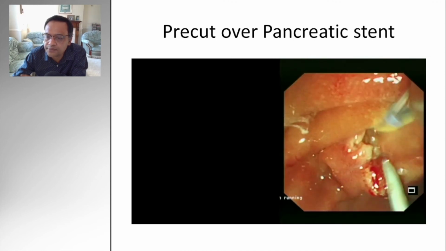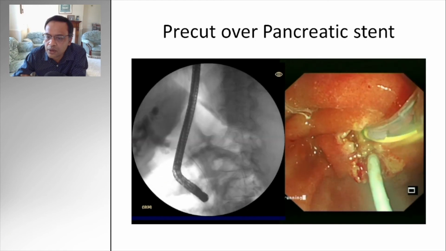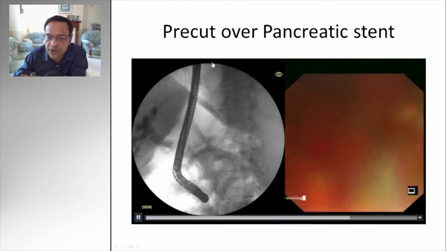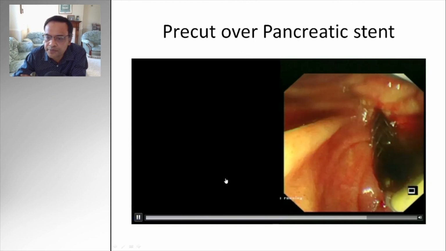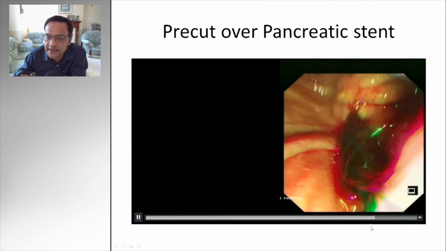Once the cut is made, we can achieve biliary cannulation. In this example, there's a stricture which is then stented.